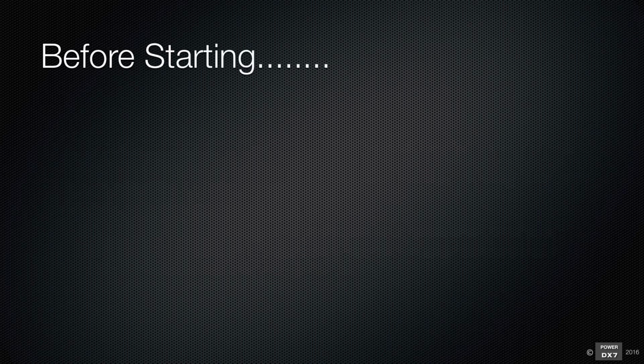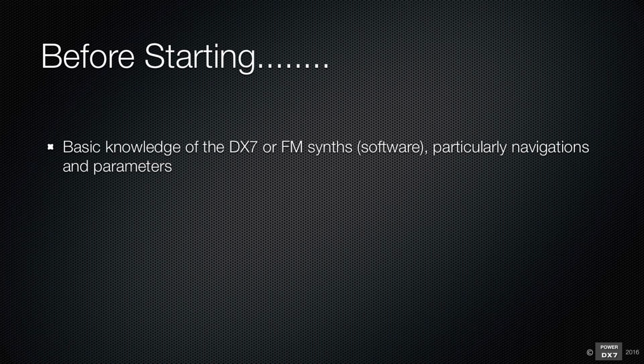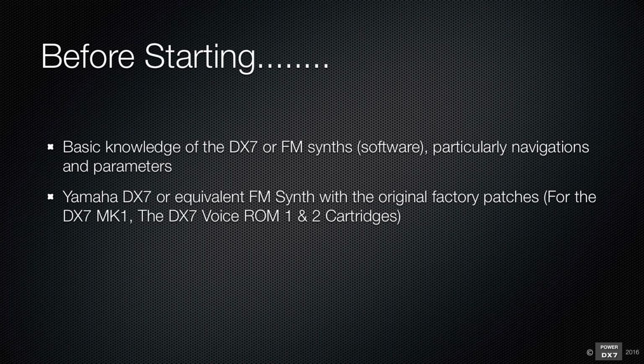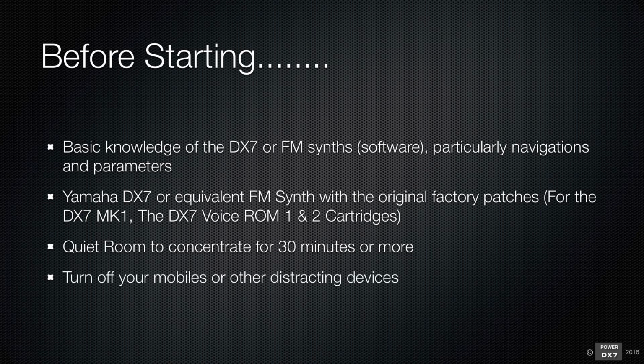Before starting this tutorial, there are a few things that you need to know and do. You need to know a bit about the DX7 or software FM synthesizers to navigate its menus and find the parameters that you need to see. Please make sure that you have the original DX7 voice ROM 1826 Tube Bells patch, as you will be using it as an example. As you need to concentrate on learning, please find a quiet room and turn off any devices that can distract you. Once you've done everything, then you are ready to go.